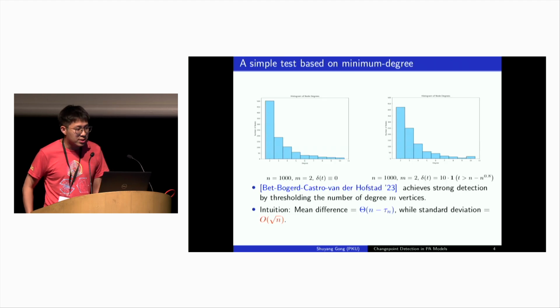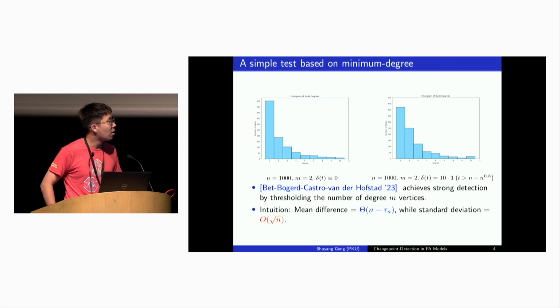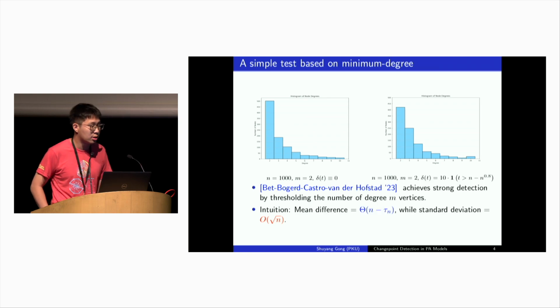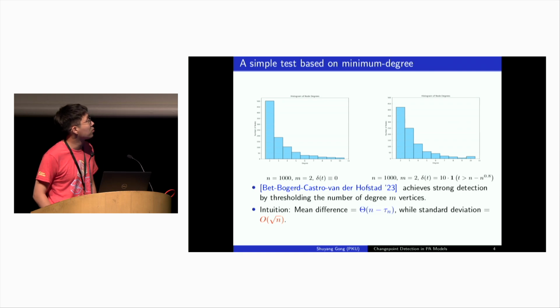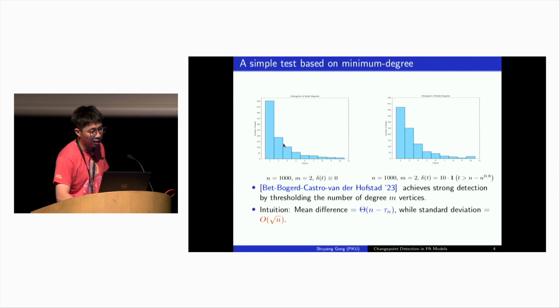To do this task, maybe one of the simplest things you can use is the degree distribution, which is very well studied in this model. Specifically, we can consider the number of minimum degree vertices. Let's look at the two figures. On the left-hand side, delta t is always equal to 0, and the number of degree 2 vertices is about 500. On the right-hand side, delta t is 0 at the beginning and shifts to 10 after this time.